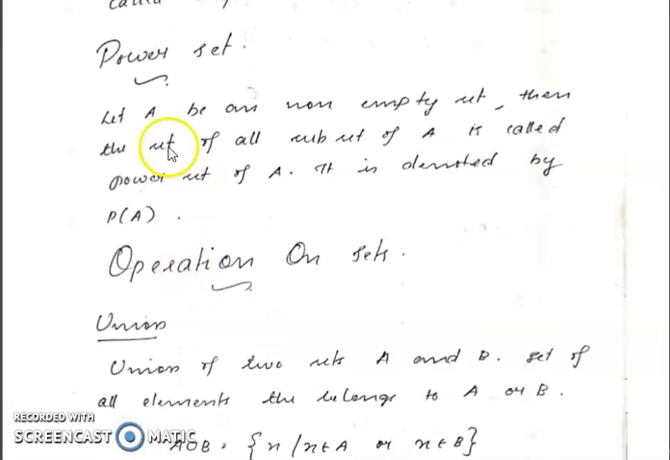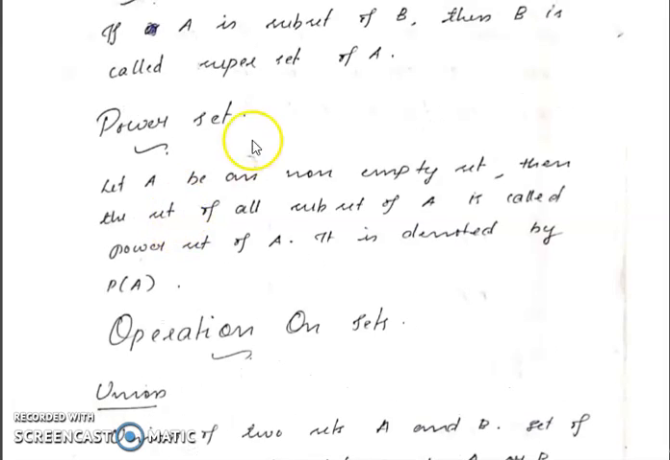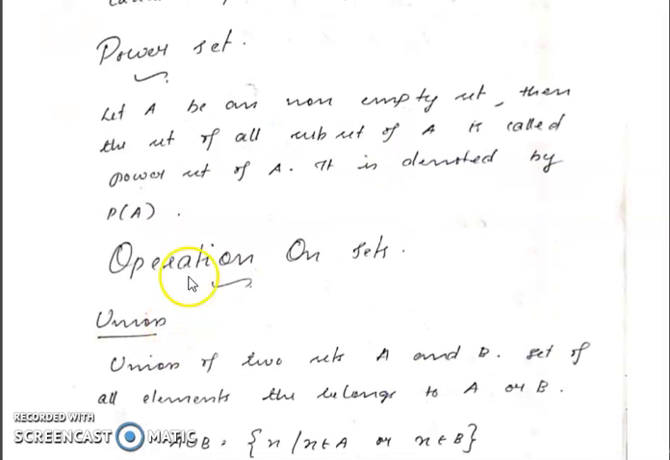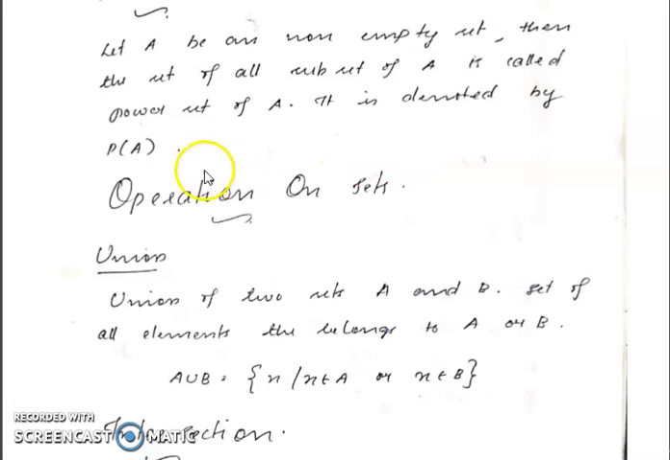Then power set: let A be a non-empty set. Then the set of all subsets of A is called the power set of A. This is denoted by P(A). What is P(A)? P(A) is the set of all subsets, so it contains all the subsets of A.